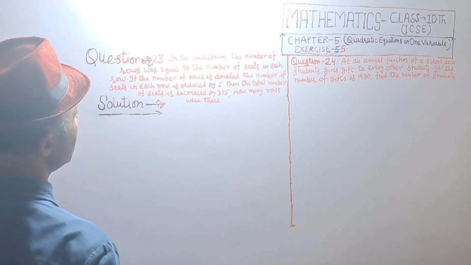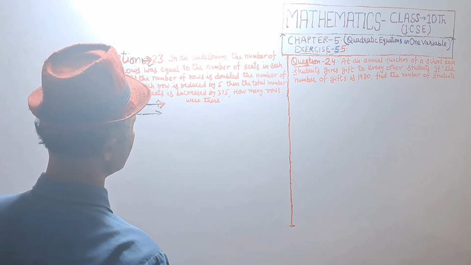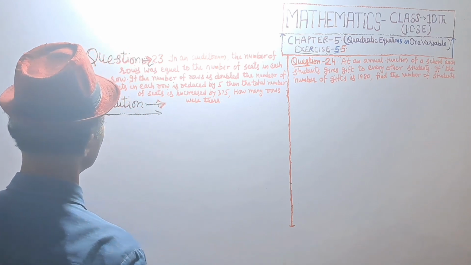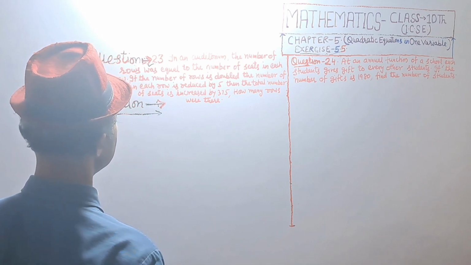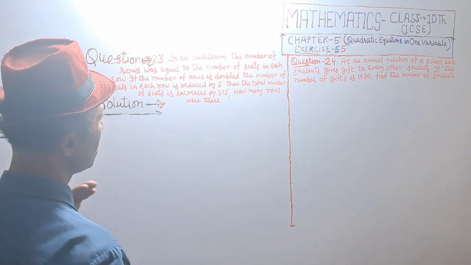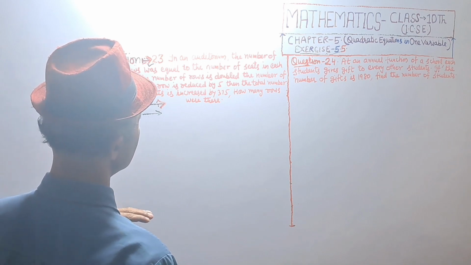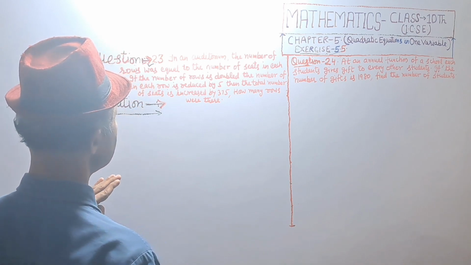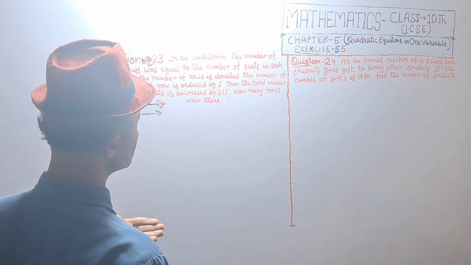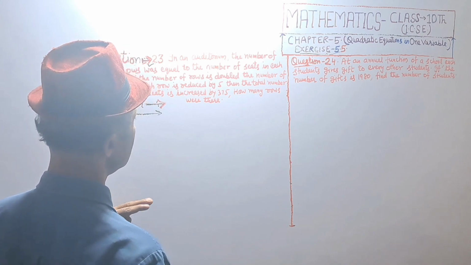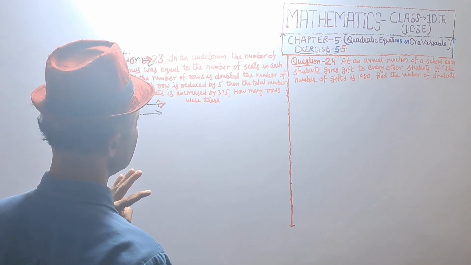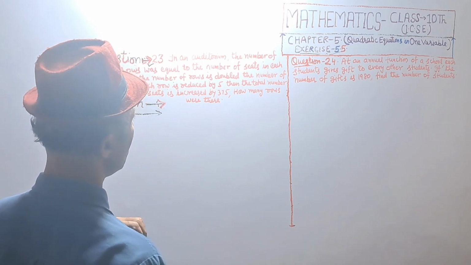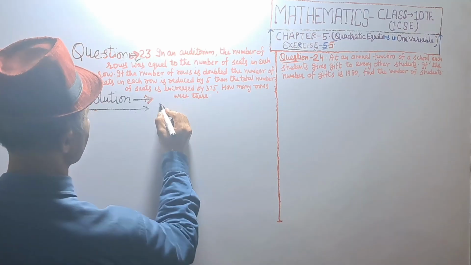Question 23. In an auditorium, the number of rows is equal to the number of seats in each row. If the number of rows is doubled, the number of seats in each row is reduced by 5. Then the total number of seats increased by 375. How many rows were there?